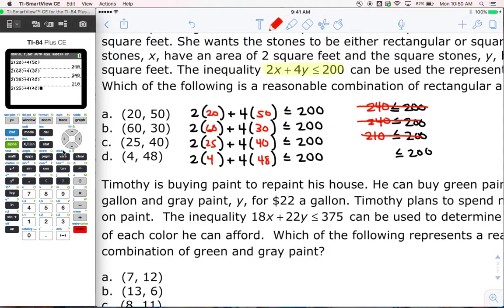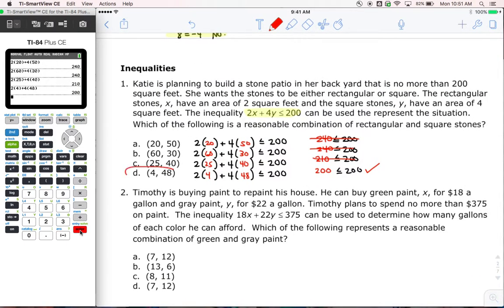Let's go ahead and do this one more time. And we're going to plug in a 4 right here. And I'm just going to delete that one I don't need. And then 48. And I do this and I get, okay, I get exactly 200. Is 200 less than? No, but is it less than or equal to 200? Yes. So D would be my answer choice. It's the only one that worked when I plugged it in.